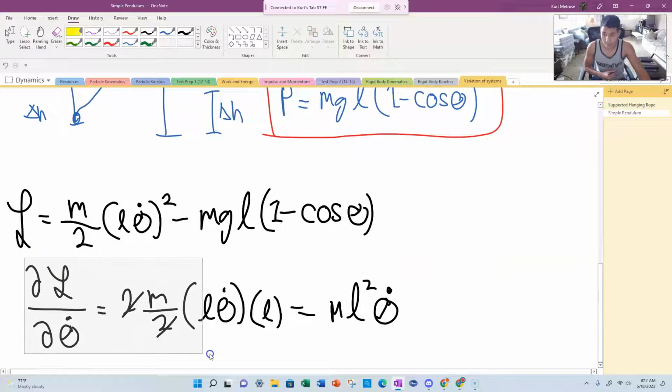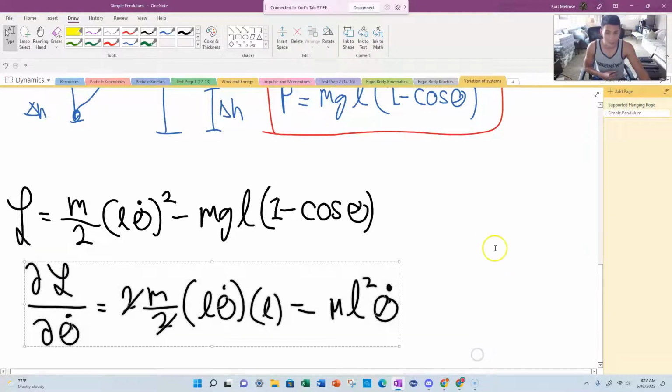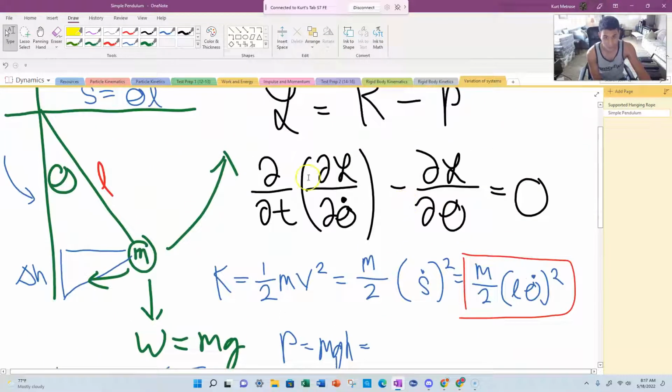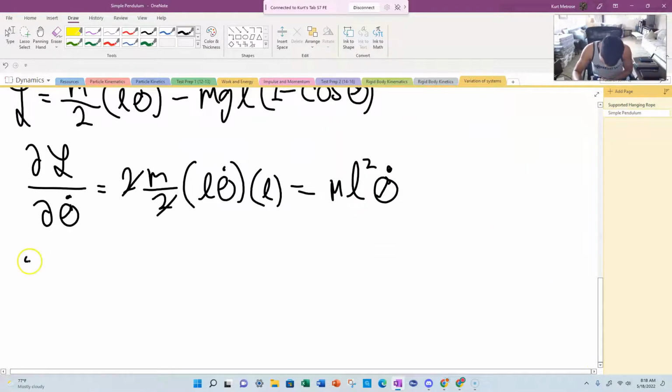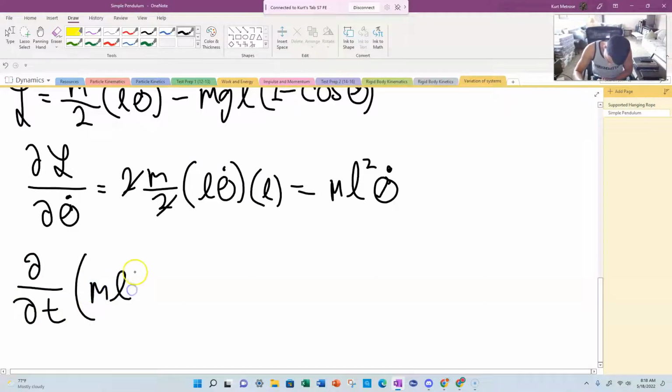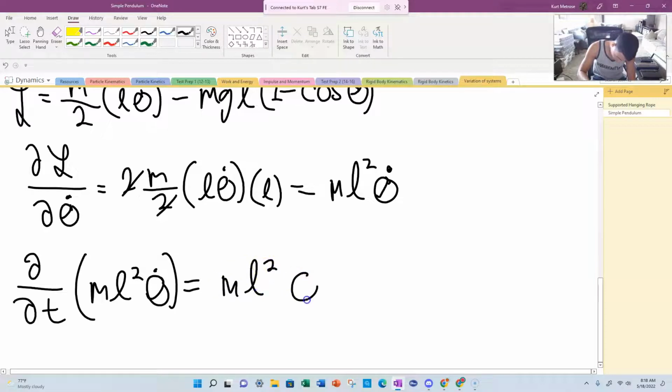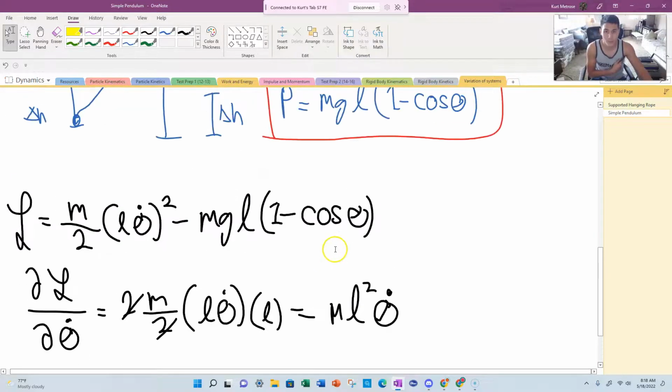Okay, well this is the Lagrangian with respect to theta dot. So it's this derivative. Now we want to take its time derivative, right? Because that's what the equation says to do. So if we take its time derivative for m L squared theta dot, the only thing that changes with time is the radius. So then what do we get? We get m L squared theta double dot. Okay. So we're nearly done.